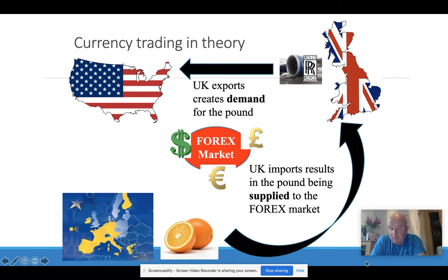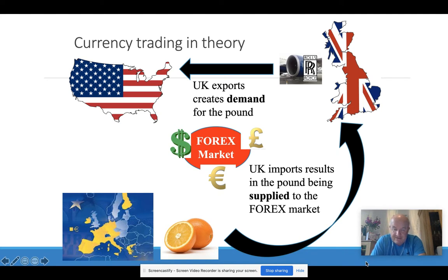So basically, in terms of currency trading in theory, we've got a situation where the UK chooses to export goods and services to another country. That essentially creates demand for the pound. Individuals and businesses import our goods, and in order for, in this case, the USA to buy our goods and services, they have to convert their dollars into pounds, and that creates a demand for the pound.